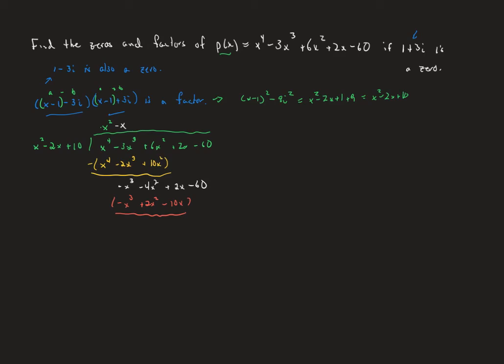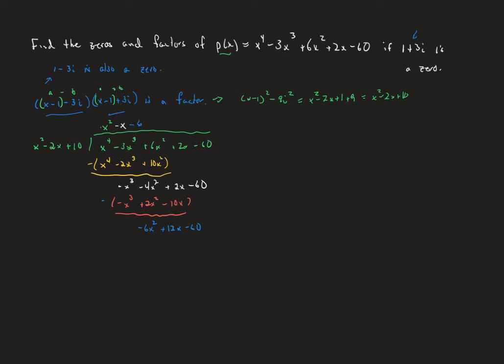So that's going to take us to the x cubes drop out. Negative 4x squared minus the 2x squared is a negative 6x squared. 2x minus negative 10x makes plus 12x. Negative 60 minus 0 is a negative 60. And we're going to repeat this process again. So now we're saying what times x squared is a negative 6x squared? That's going to be a negative 6.